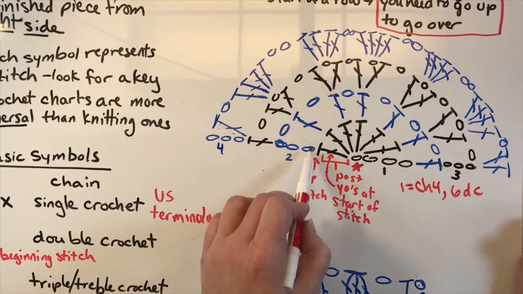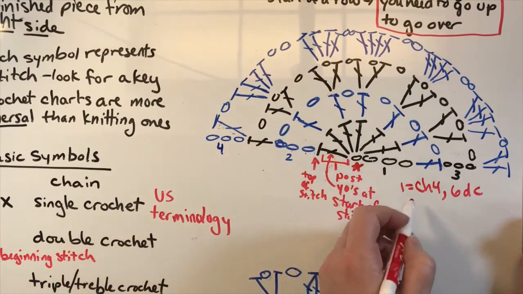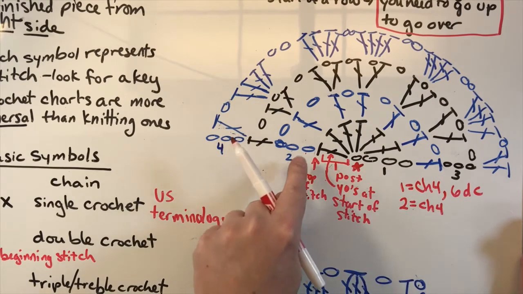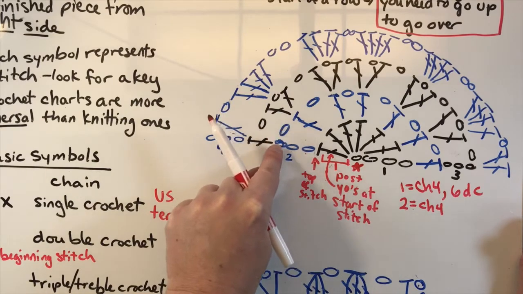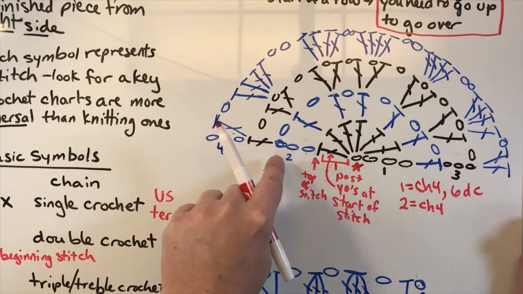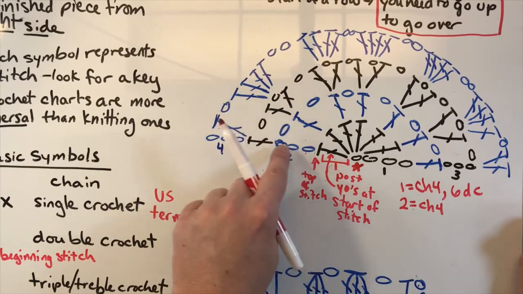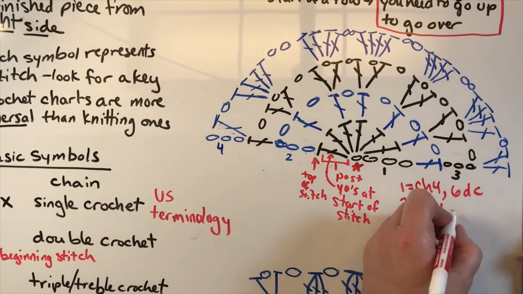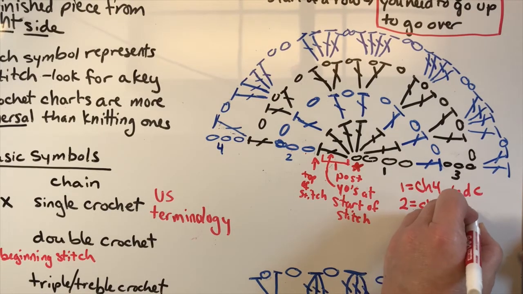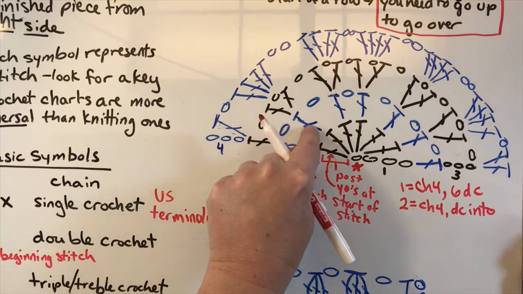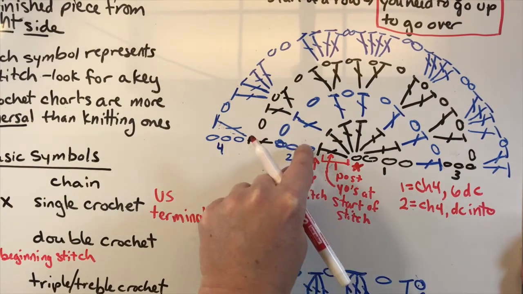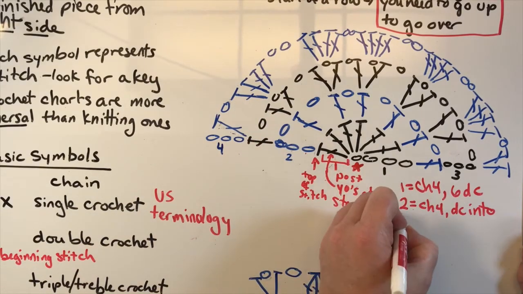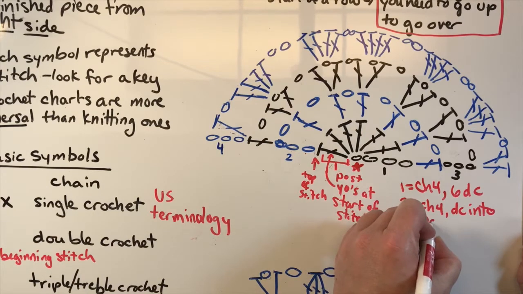row 2. We start with these chains. 1, 2, 3, 4. Row 2, I'm going to chain 4. And don't be totally thrown off by there's 3 and then there's 1. That will come into play on the next row. So it is chain 4, double crochet into, but see where this guy goes down? He is over this second double crochet. So double crochet into second double crochet.